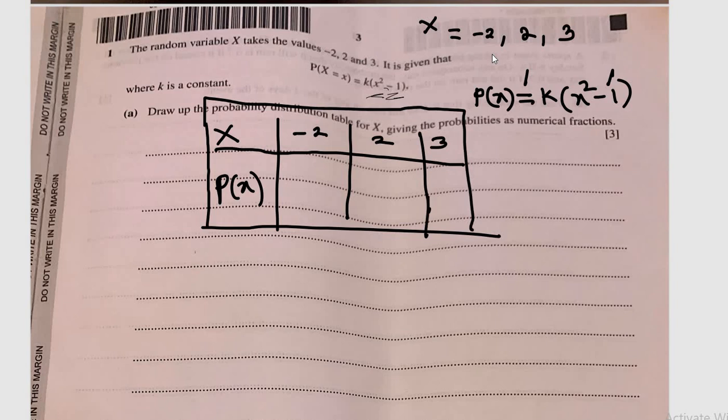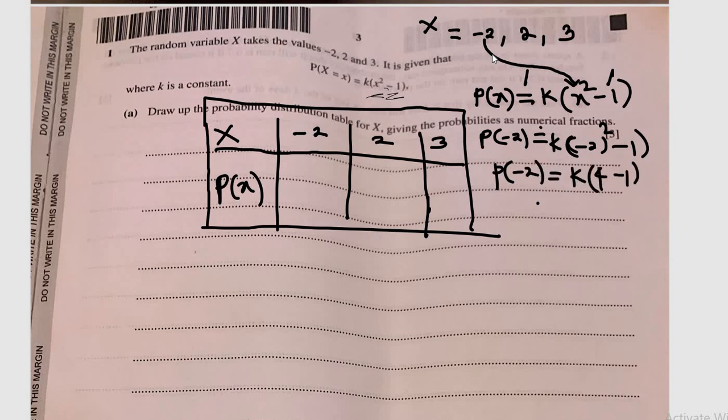Now, when x is minus 2, you put it there and find the probability. So when x is minus 2, that will be k into bracket minus 2 squared minus 1. So we have k, 4 minus 1. That gives us 3k when x is minus 2.